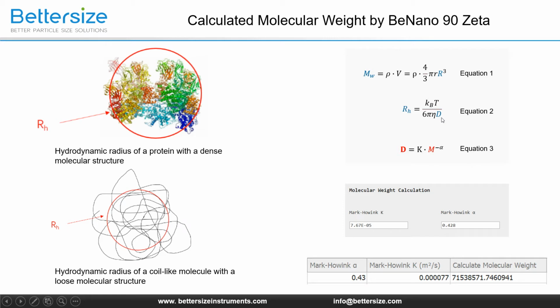Then, the molecular weight and the diffusion coefficient can be related through equation 3, the Mark-Houwink equation, where kappa and alpha are the empirical constants. With known particle size, the users only need to call on the kappa and alpha constants in the software to calculate the molecular weight without actual measurement. That is why we call it calculated molecular weight.